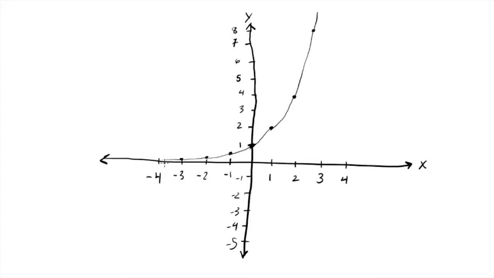We can see as x becomes more negative, the graph approaches the x-axis, but it never touches it. So in this case, we would say that the x-axis is the asymptote for the function of 2 to the x power. The x-axis is the asymptote.